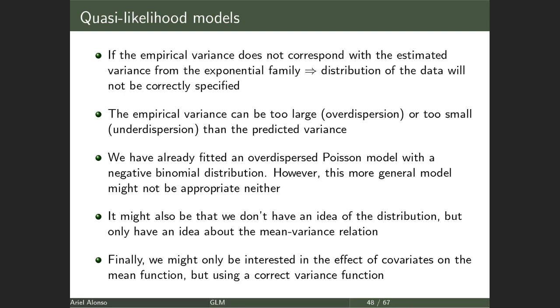Now, we have dealt with this with the overdispersed Poisson model. And for instance, one of the possibilities is just to use a different model. You can use the negative binomial model, which is also a GLM model.